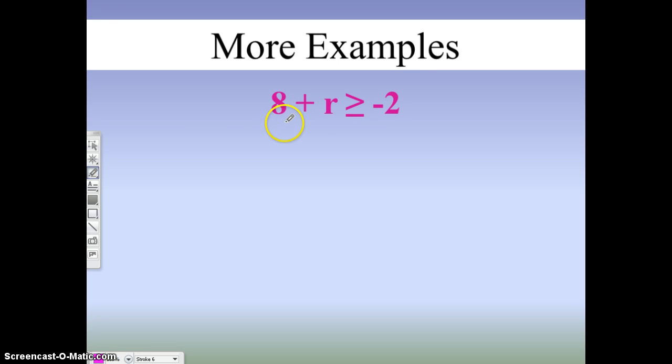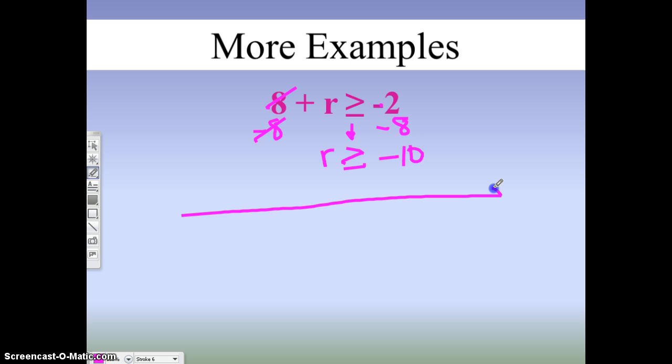Remember, addition and subtraction first. They're the weak links. Get rid of them while you can. But if we do it to one side, we have to do it to both. 8 minus 8 is equal to 0. Bring down the operator exactly like it is. Negative 2 minus 8 gives us negative 10.